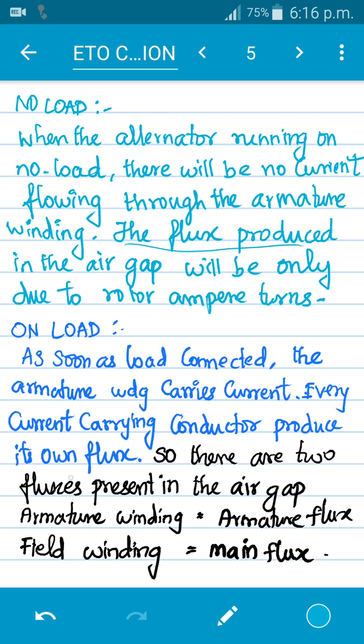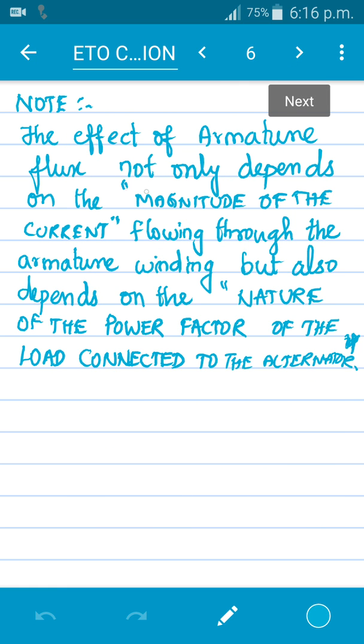Every current carrying conductor produces its own flux, right? So there are two fluxes present in the air gap: the armature flux from the armature winding, and the main flux from the field winding. The effect of armature flux not only depends on the magnitude of the current flowing through the armature winding, but also depends on the nature of the power factor of the load connected to the alternator.